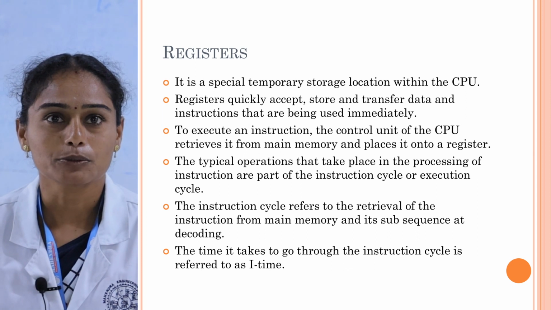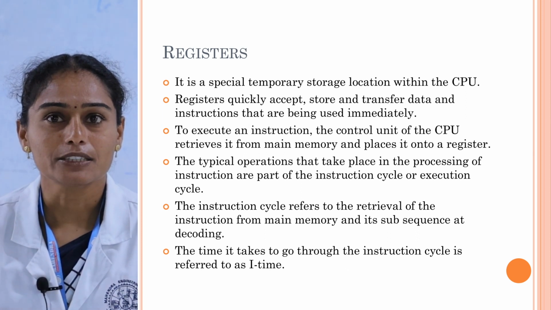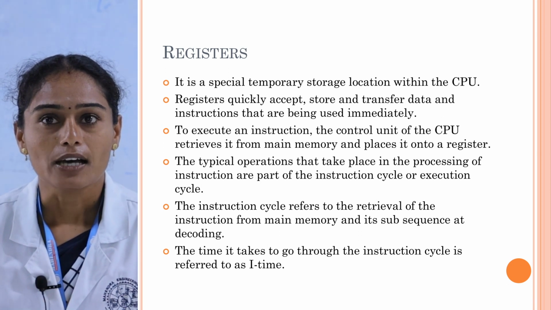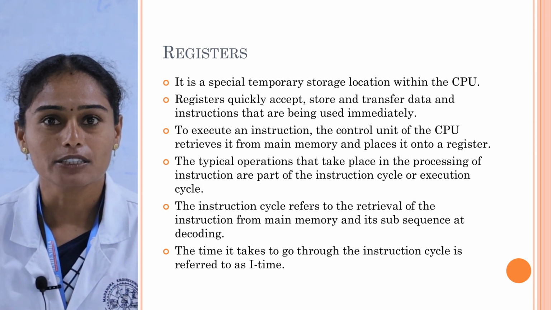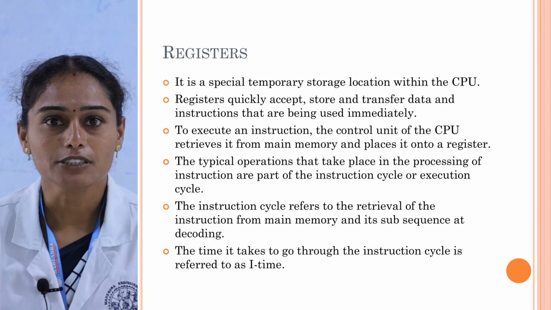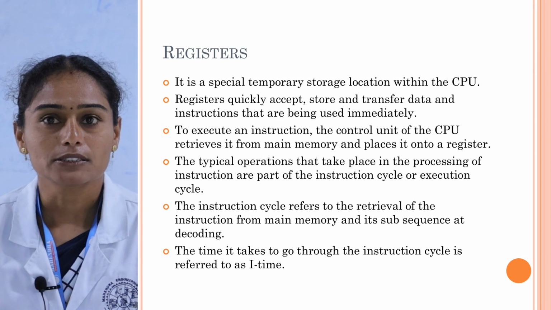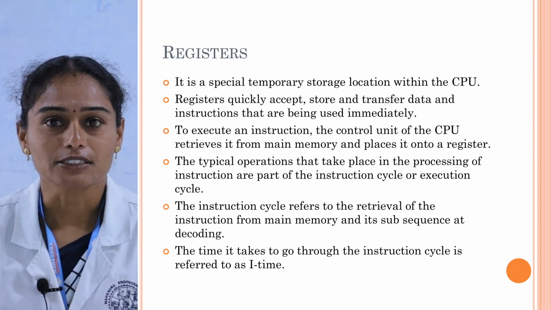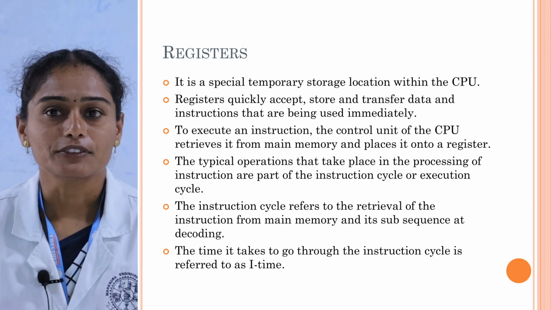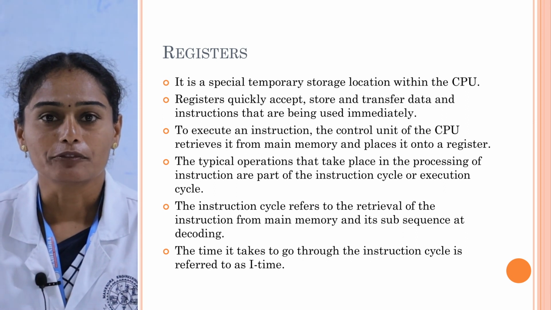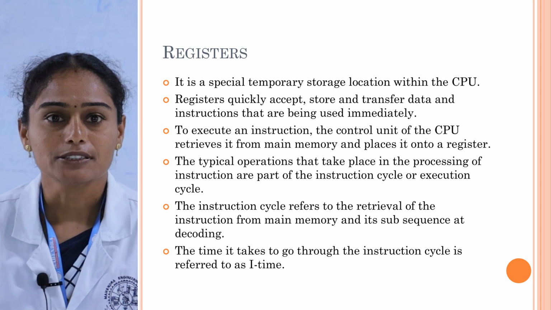Next, we are going to discuss the registers. A register is a special temporary storage location within the CPU. Registers quickly accept, store and transfer data and instructions that are being used immediately. To execute an instruction, the control unit of the CPU retrieves it from the main memory and places it onto a register. The typical operations that take place in the processing of instructions are part of the instruction cycle, which is known as the execution cycle. The instruction cycle refers to the retrieval of the instructions from the main memory and their subsequent decoding.